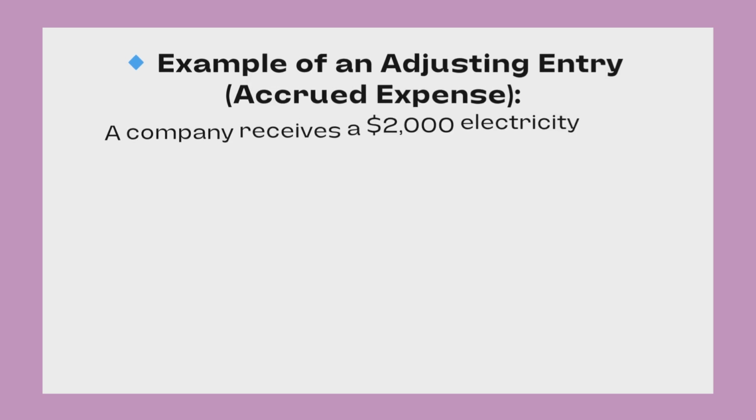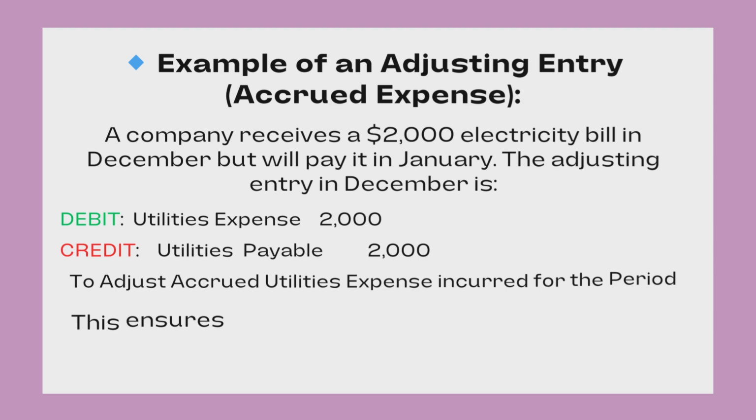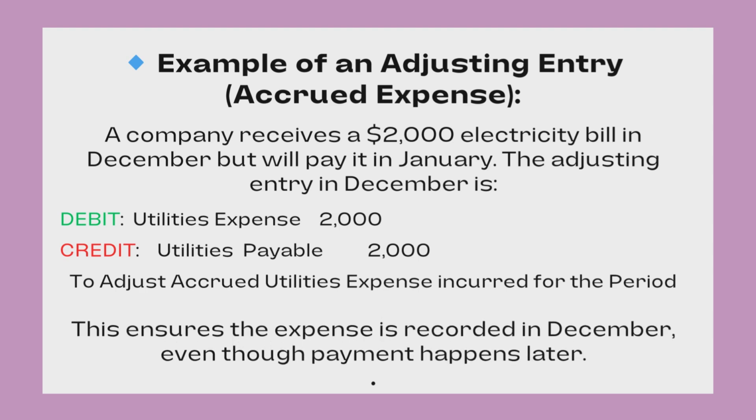Example of an adjusting entry. Accrued expense. A company receives a $2,000 electricity bill in December, but will pay it in January. The adjusting entry in December is debit, utilities expense, $2,000. Credit, utilities payable, $2,000. Adjusting entry explanation: to adjust accrued utilities expense incurred for the period. This ensures the expense is recorded in December, even though payment happens later.